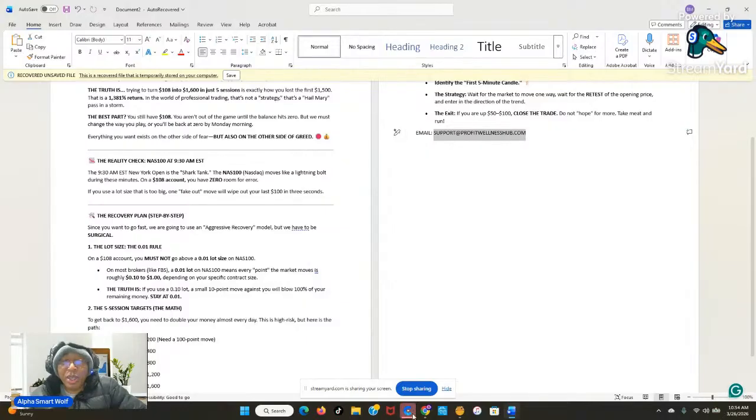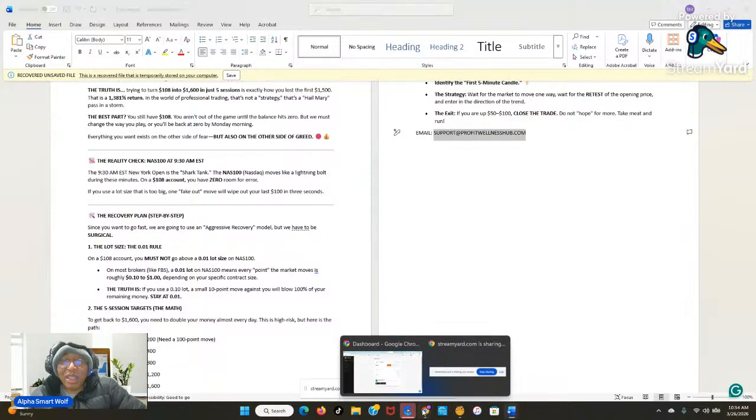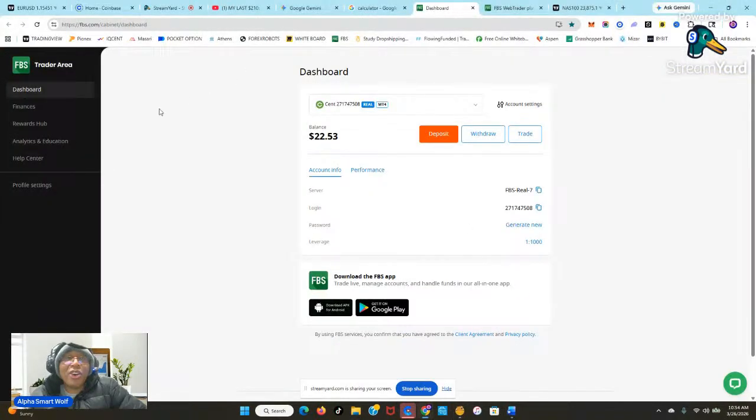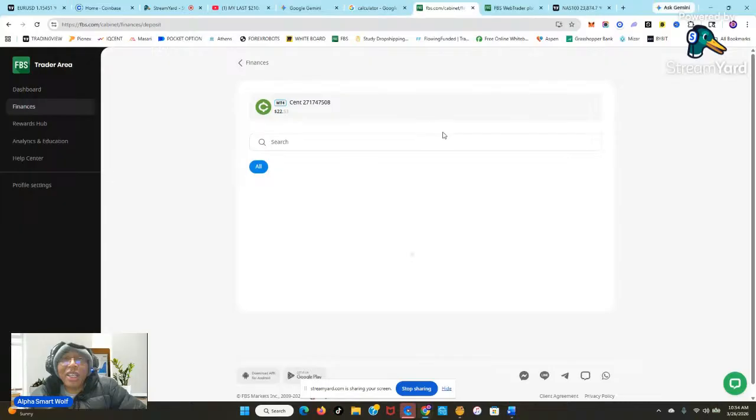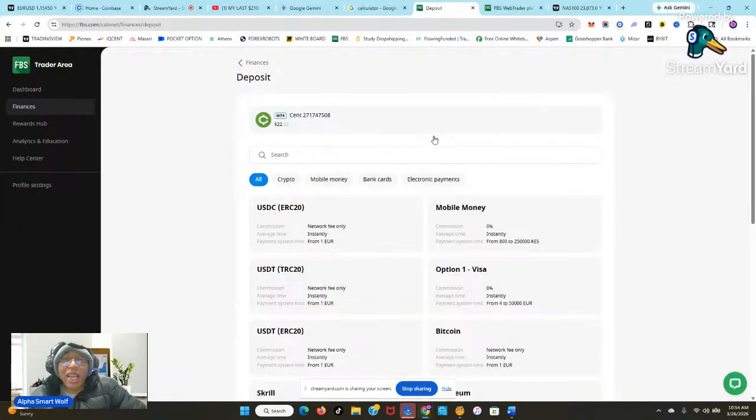And you can put, how can you transfer funds on FBS? Let me show you guys actually. It's very easy to fund this account. All you need is to deposit money. You're going to go right here and you can use mobile money. You can use a Visa, Bitcoin, USDT, all these.